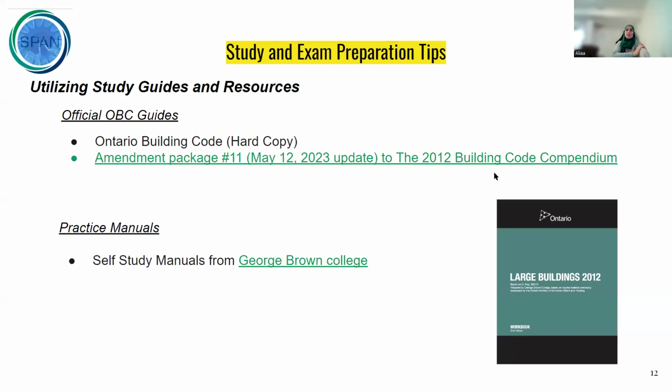What's the source material, the studying material you need? You need your Ontario Building Code hard copy. I know George Brown and the ministry now give you the option to have the soft copy, but you can't have your soft copy with your own highlights. No, they only send you a link for the latest version of the code. That's it. So there are no highlights on it.